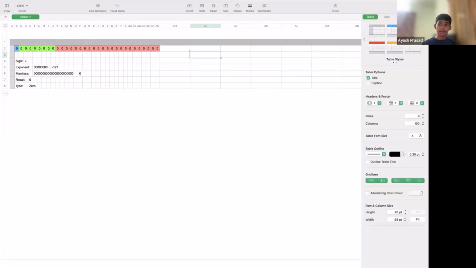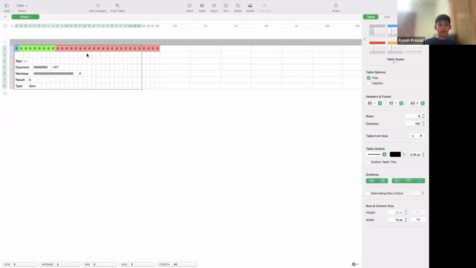Thanks for that, Ayush. Now, Computer Ayush here with this spreadsheet. This spreadsheet is a simplified representation that I built over a couple of days of the floating point standard, in particular the binary 32 format.